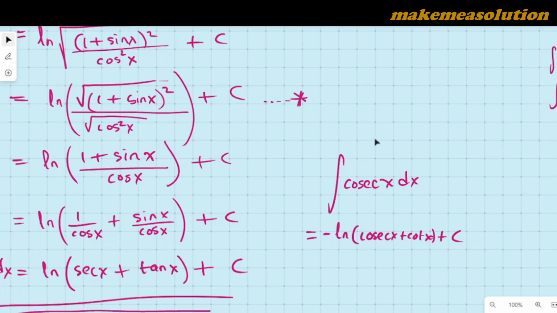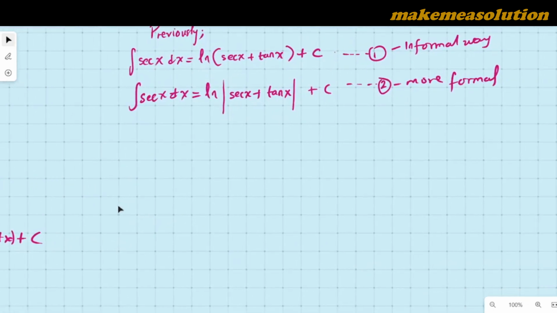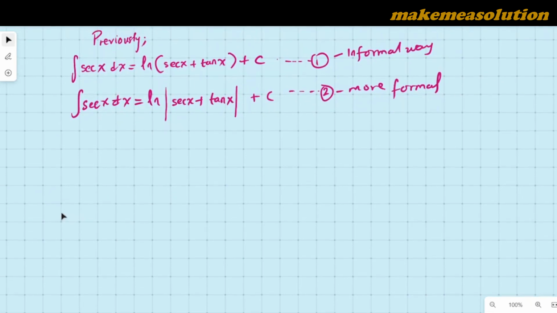So I'm just going to recopy what is here and we'll examine it like this now. So we have ln of the square root of (1 plus sine x) all squared over cos squared x. So let's explain why it's like that.